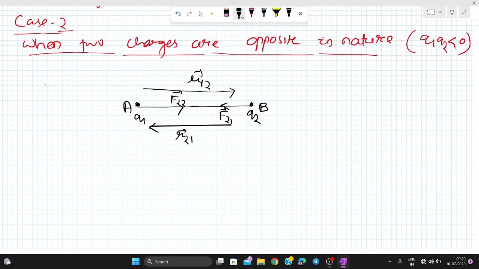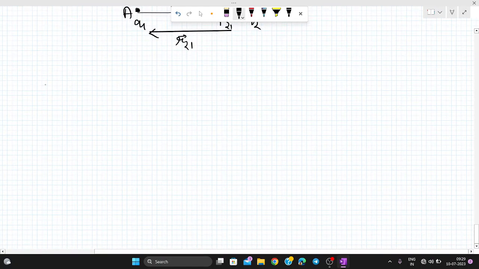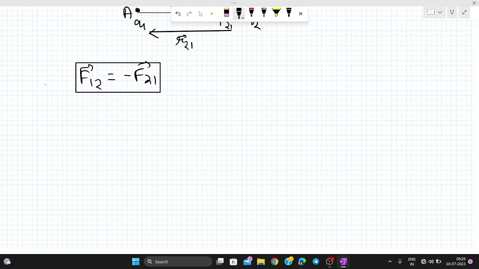If you solve this, you will get it in a similar process. I am not doing this because it takes a little time, but if you do the same thing, you will get the final conclusion, that is F12 will be equal to F21. It doesn't matter if the charges are opposite or similar in nature, the force between them is always opposite in direction and equal in magnitude.